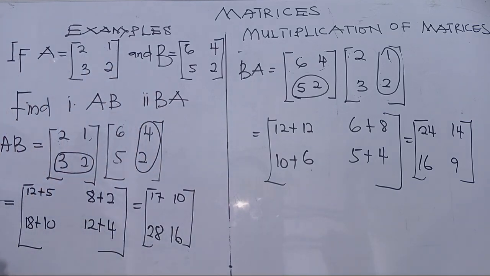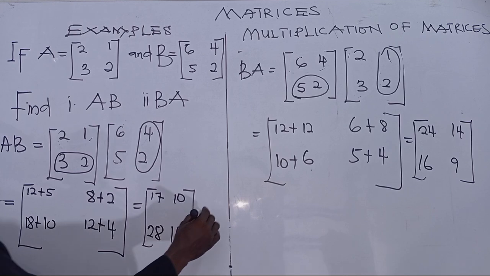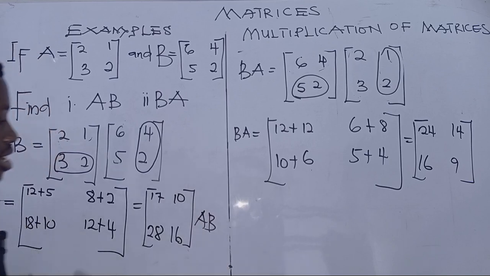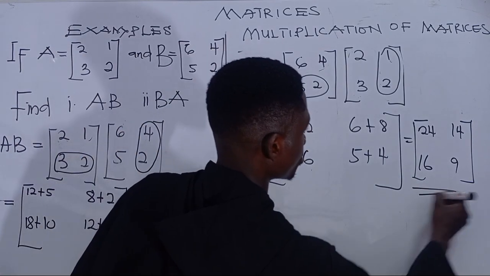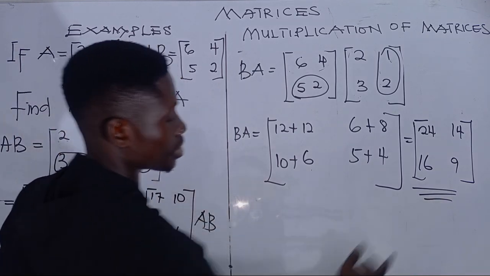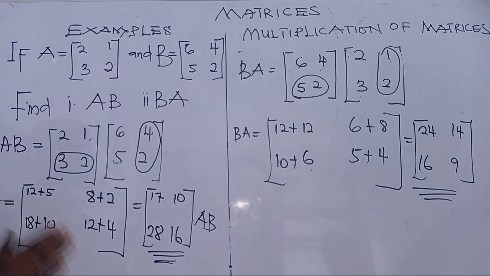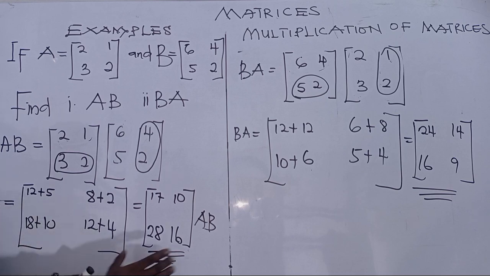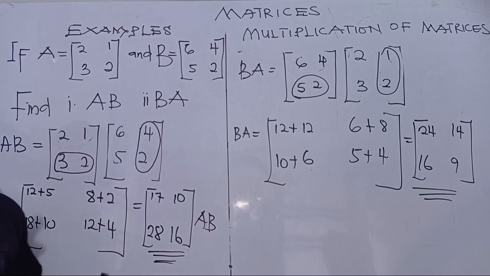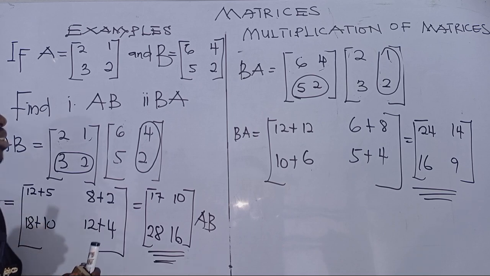Now let's compare the result from AB. This is AB, and then this is the result of BA. Are the results the same? Are these two matrices the same? We realize that these two matrices are not the same. So we can say that multiplication of matrices is not commutative. Can you take note of this? Multiplication of two matrices is not commutative. That is why I said that the order of multiplying two matrices together plays a very important role. Can you take note of this?